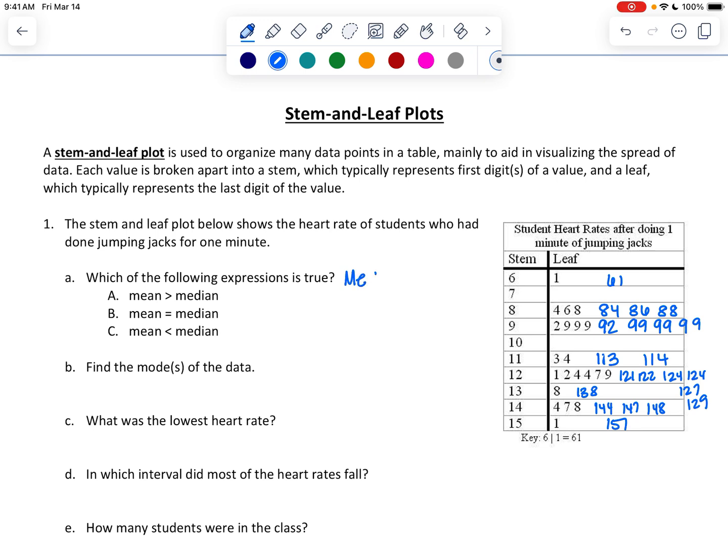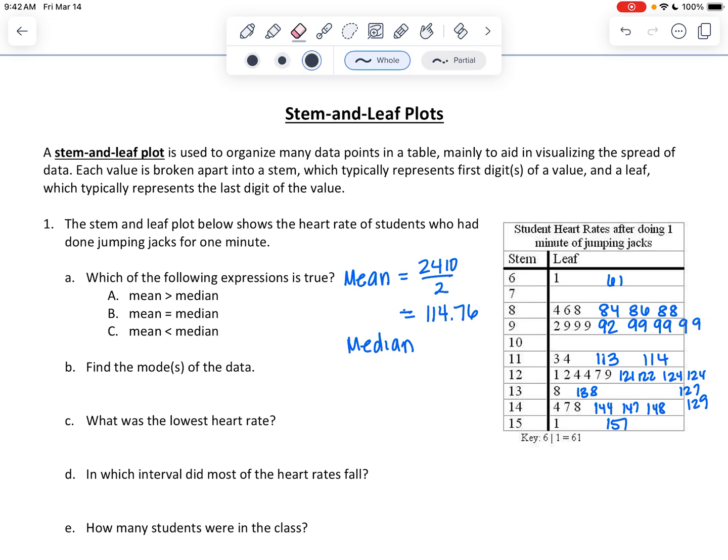Okay, so your mean is your average. I'm going to add everything up. I'm going to get 2,410 divided by 21. So my average is 114.76.